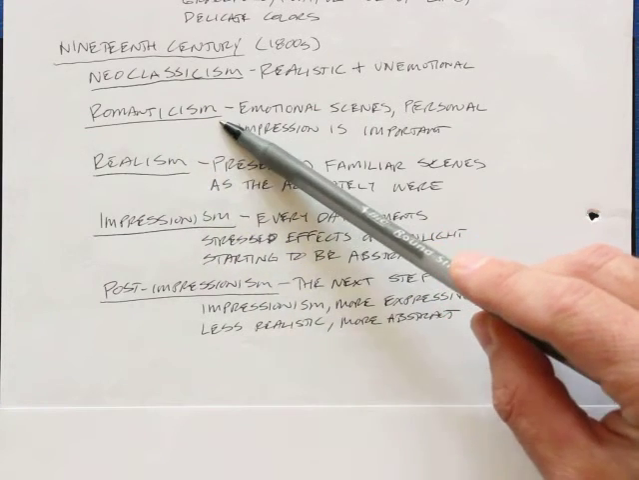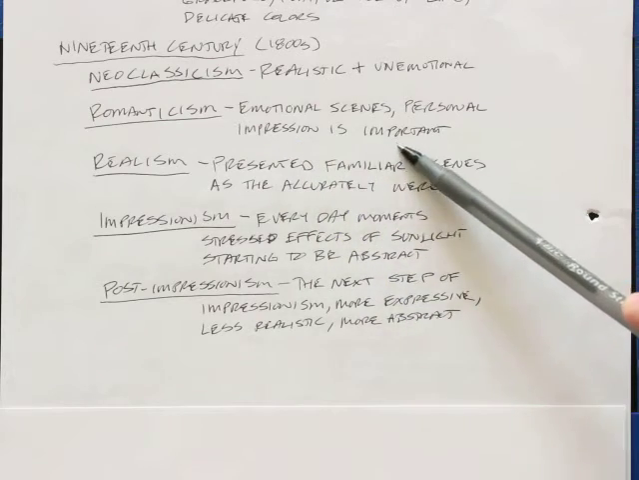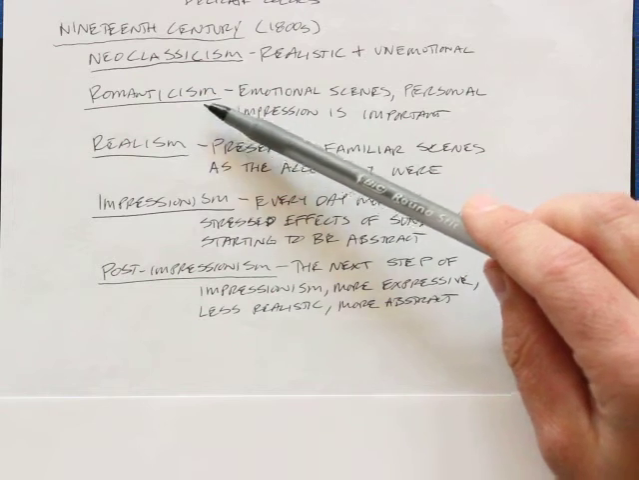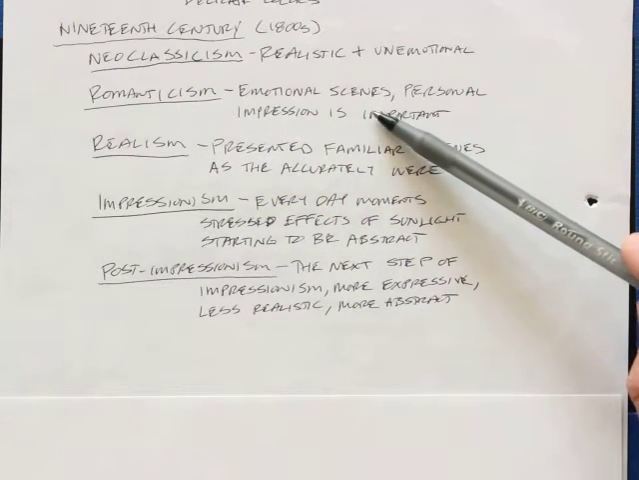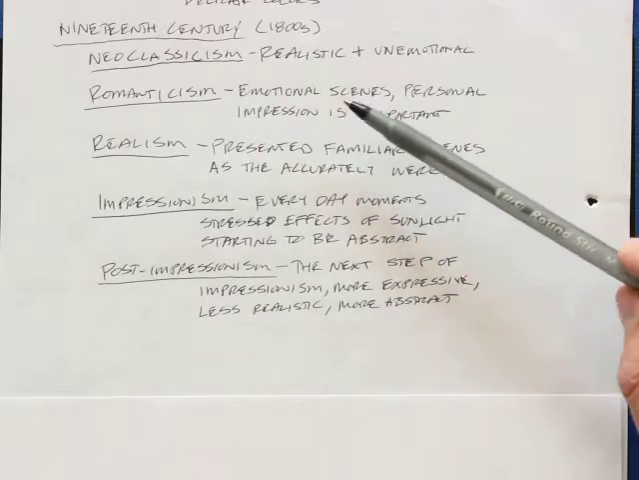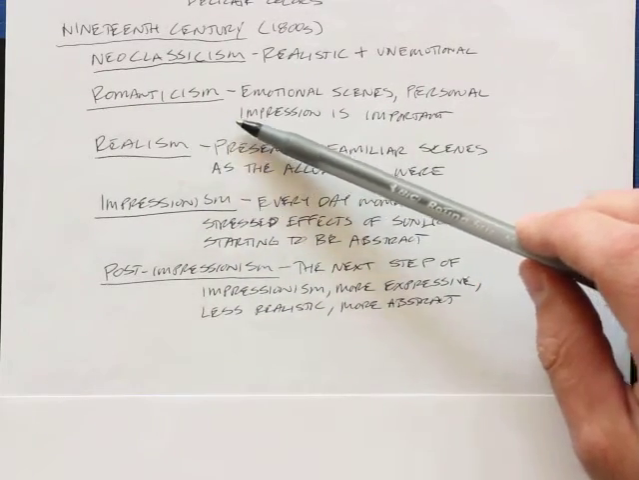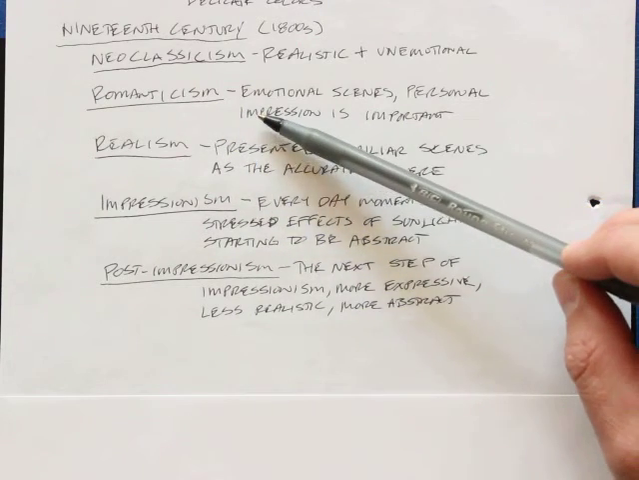Romanticism. Now here is where we have emotional scenes. Personal impression is important. In Romanticism, it's still going to look realistic, but these scenes are more emotional, maybe romantic. It's like what might be on the cover of a steamy novel in the grocery store or something like that.